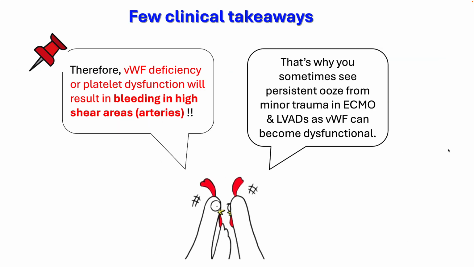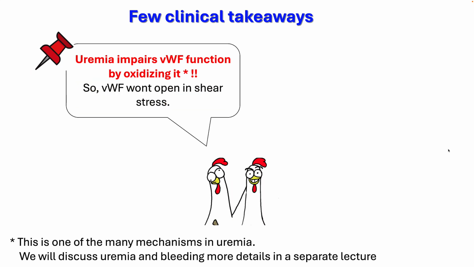So a von Willebrand factor deficiency or platelet dysfunction will result in bleeding in high shear areas or the arteries. And sometimes in patients with ECMO or LVADs, when von Willebrand factor becomes dysfunctional, you can see this persistent ooze even from minor trauma.